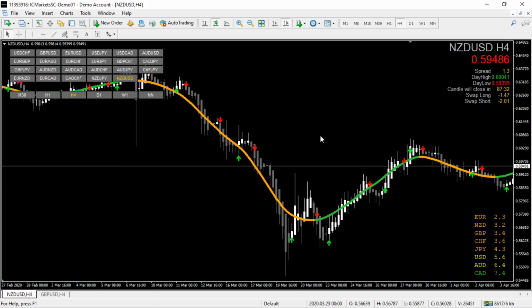So as you can see, the signals produced from this system are very accurate. The trend direction line filters out the false signals in the market, which gives us extra confirmation that we are trading in the right direction.